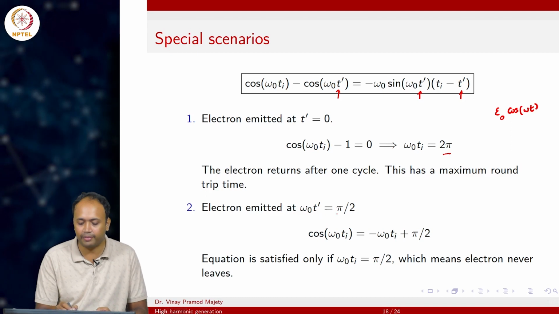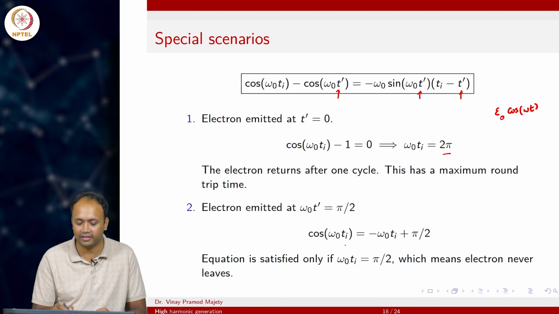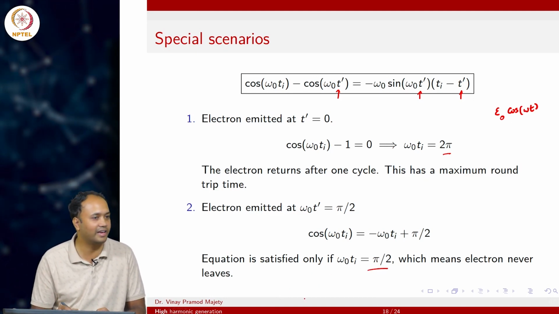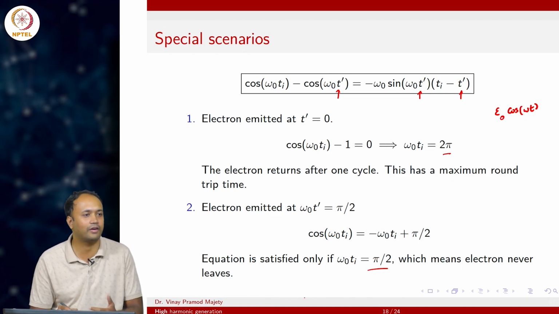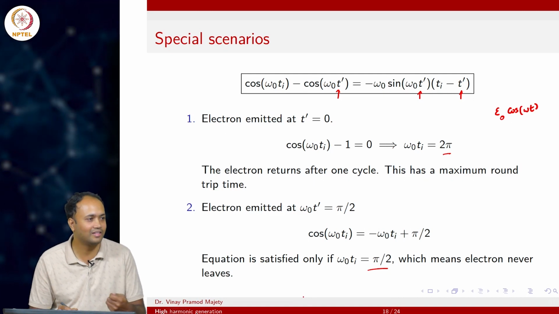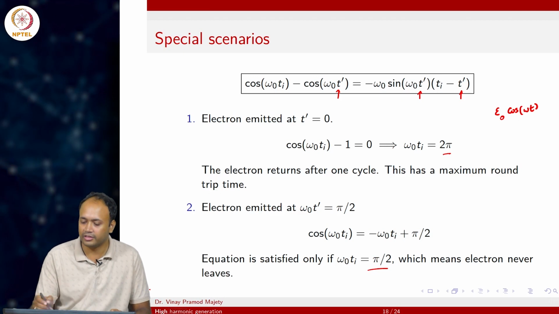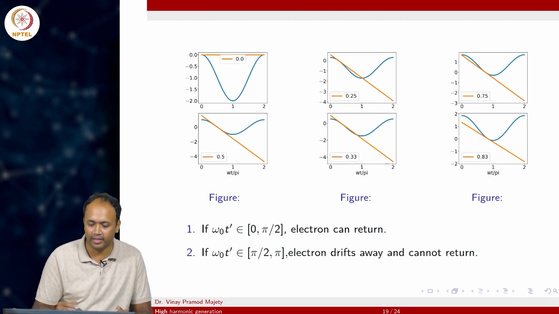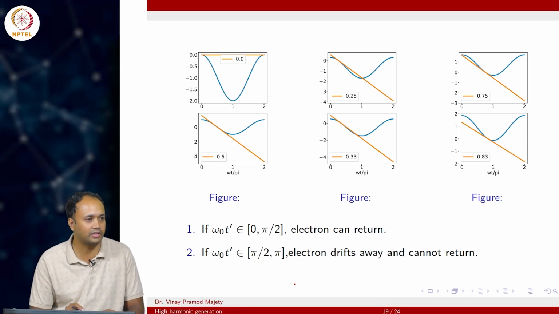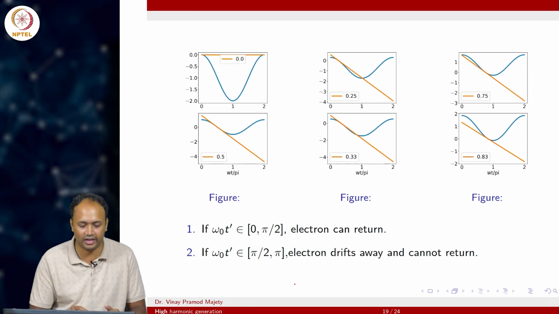Now, if omega t prime is pi by 2, you can again solve the same problem, and you find that this equation is satisfied only if again omega ti is pi by 2. That means the electron never leaves the system. So, it gets emitted at pi by 2, but then the recombination is also pi by 2. Now, these are two special cases when you can just solve it analytically, but for the general case you would need to plot the left hand side function, the right hand side function, and then see what is the intersection point, and that gives you the answer.